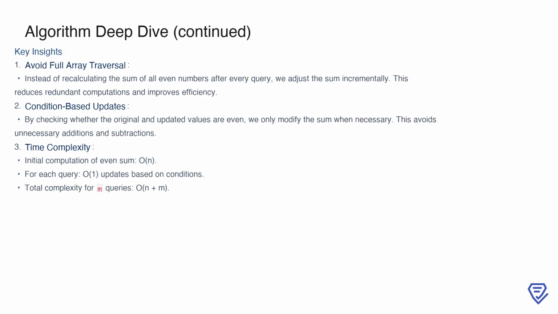This approach reveals some important insights that can help us optimize the solution. First, we can avoid recalculating the sum of all even numbers from scratch after every query. Instead, we adjust the sum incrementally by only modifying it when changes are necessary. For example, we only update the sum if the value at the specified index changes its even or odd status. This condition-based update helps eliminate unnecessary computations. Additionally, the overall time complexity of the approach is worth noting.